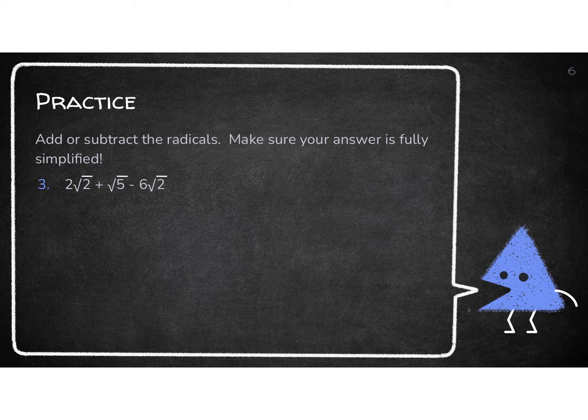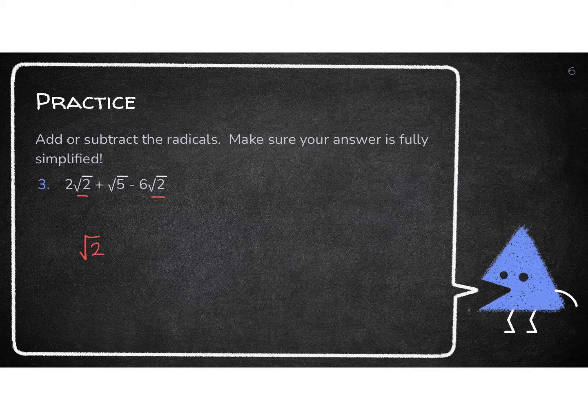All right, on to number 3. I'm going to look, can I simplify any of the radicals? I have the square root of 2, which I can't simplify. I have the square root of 5, which I can't simplify. And then I have another square root of 2, which I can't simplify. So I'm just going to look for like terms almost. I have the square root of 2 and the square root of 2, so I know I'm going to have a square root of 2.